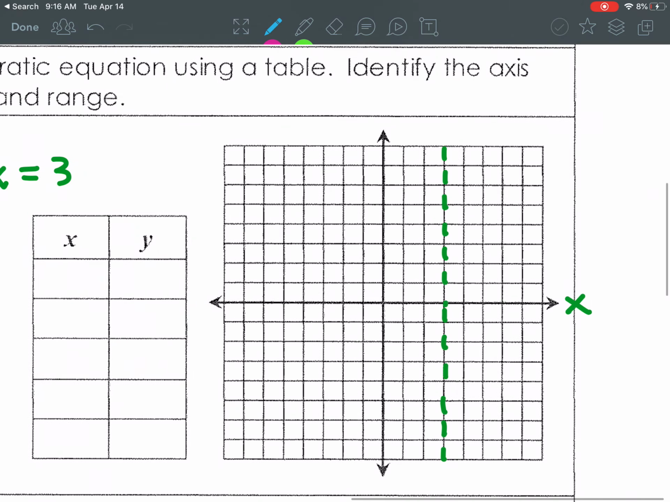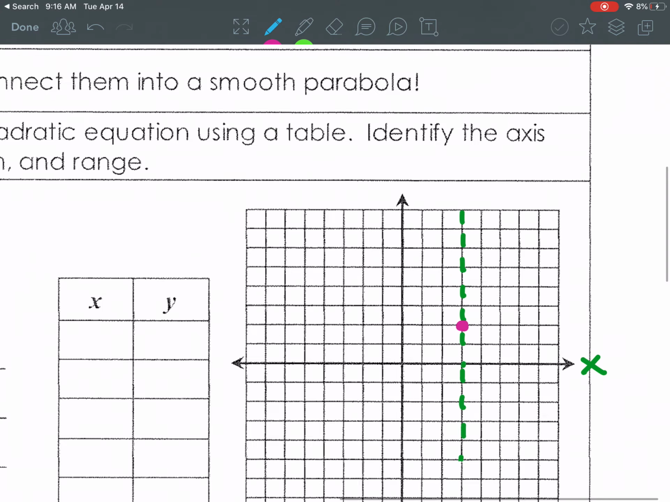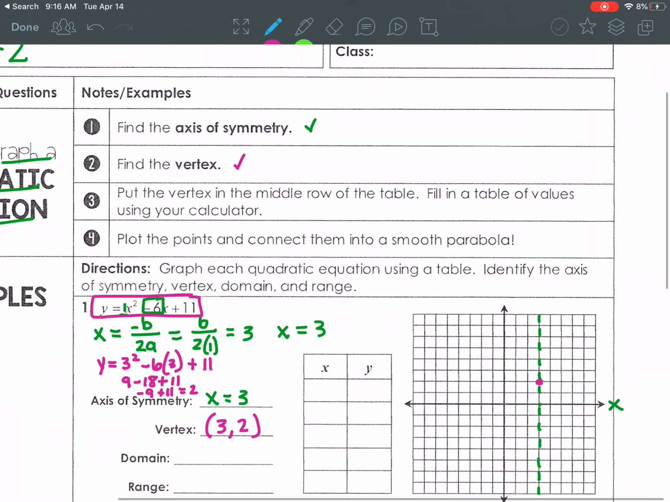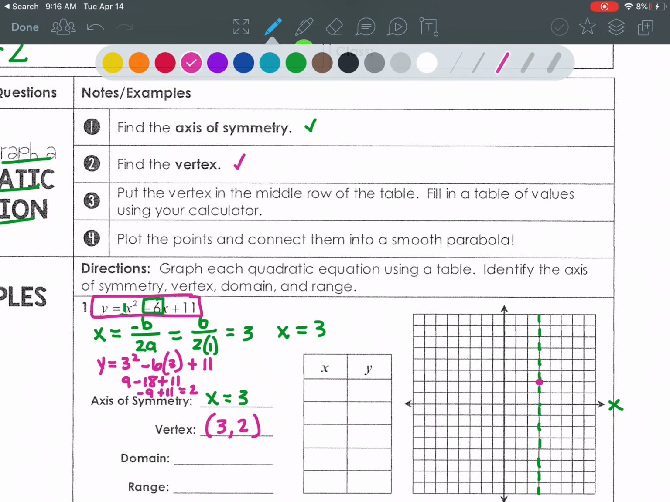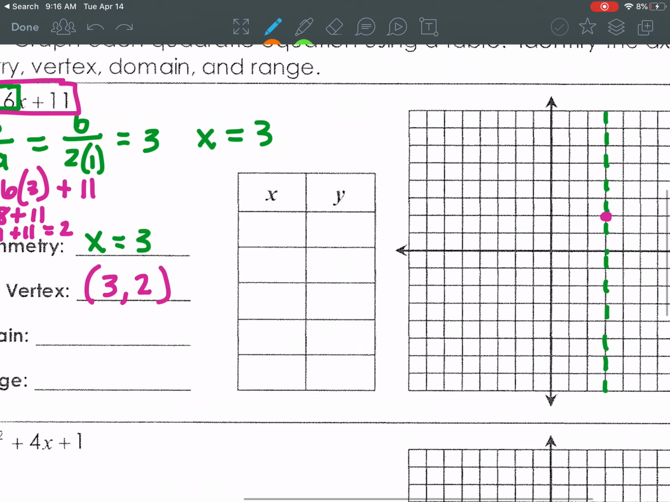All right, so if we come over here, 1, 2, 3, up 2, here is our vertex. Now, we do know that this is going to be an upward parabola because the a value is positive. So we know that the vertex, this point that we just plotted, is the minimum, because the graph is never going to go below that point since it's an upward parabola. Next step, put the vertex in the middle row of your table. So you're going to create an XY table, and right in the middle of it, you're going to put your vertex.